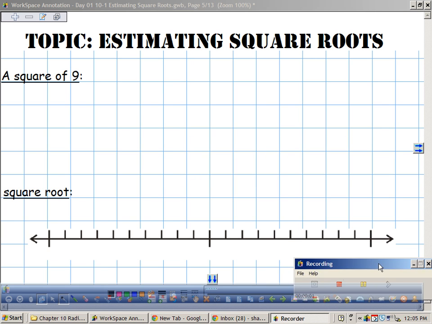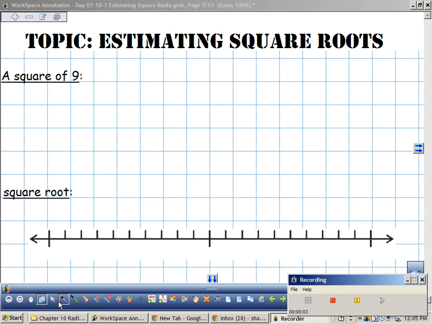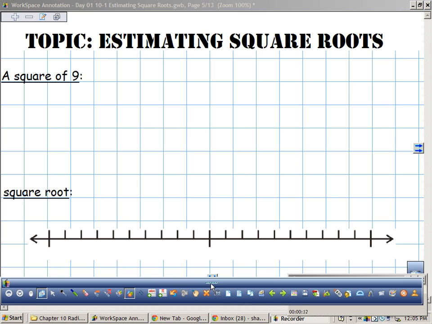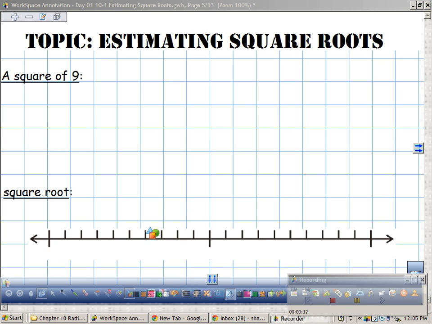Okay, so let's talk about estimating square roots. Raise your hand if you can tell me, if you were to explain to somebody how you go about drawing a square of 9, how would you explain that? You just say draw it? Yes. I think I need something a little more specific than that. If you were to explain to somebody how to draw a square of 9, how would you do that?